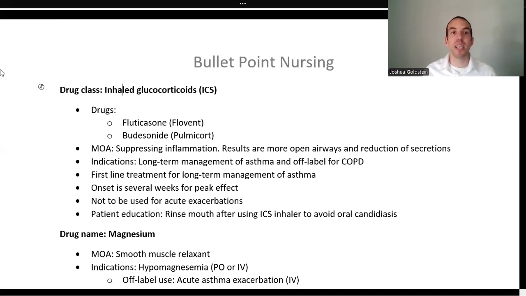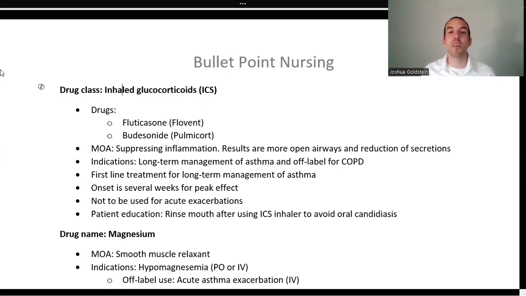So let me really drill that in. This is not an acute medication. This is for long-term, but it is the best for long-term. Finally, if a patient is taking this, you must educate them to rinse their mouth out after every single dose in order to prevent candidiasis, oral candidiasis, also known as thrush. Okay, so that would be a fungal infection in the mouth that can result from taking steroids.